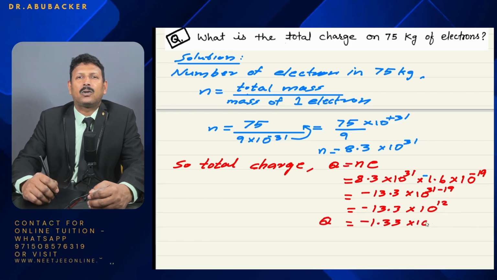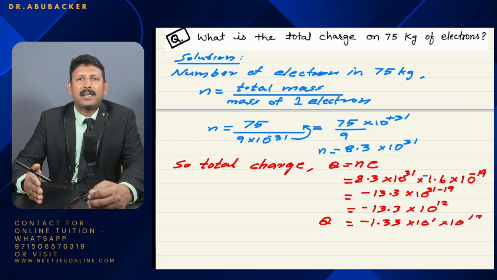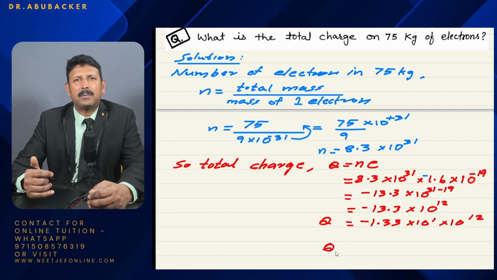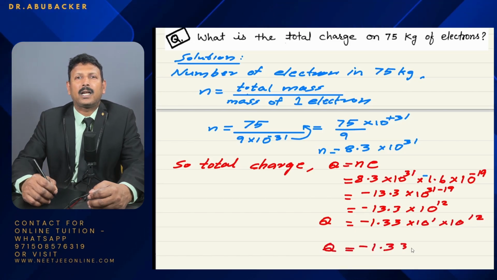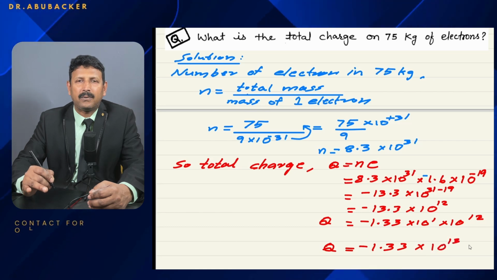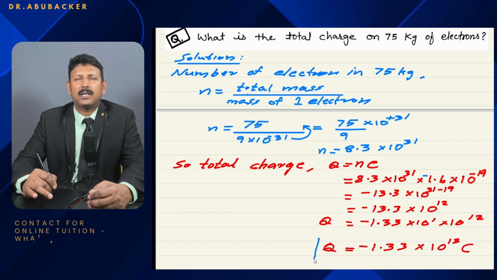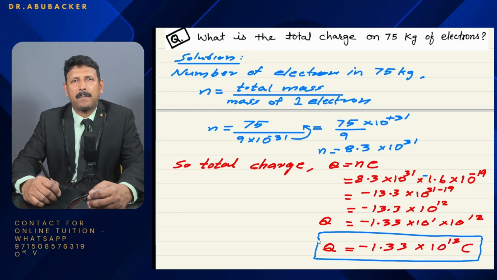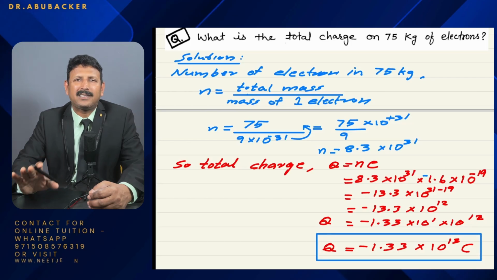After adjustment, it can be written in standard form. Standard form is minus 1.33 into 10 raised to 13. Since this is charge, the unit we can write is Coulomb. So that is the numerical.